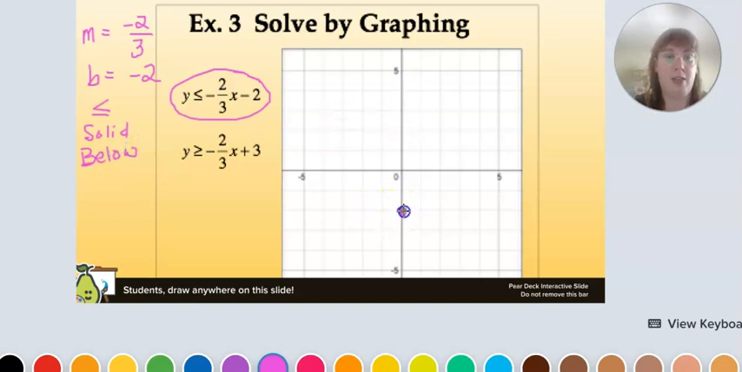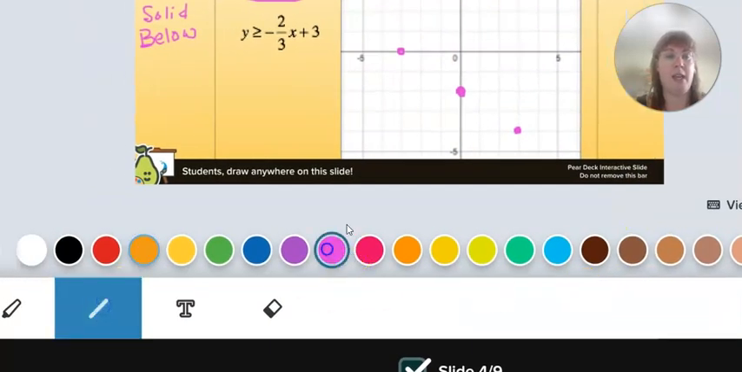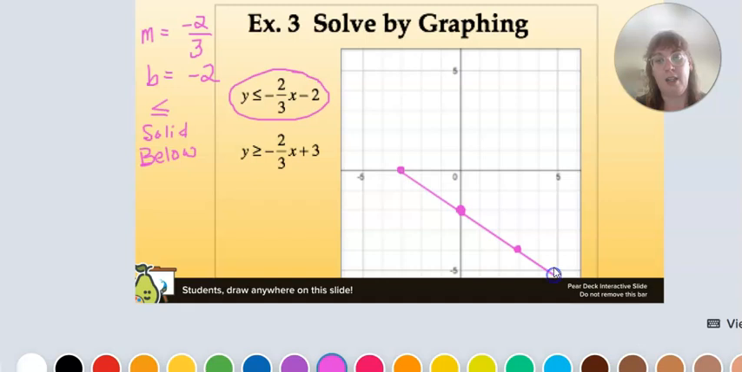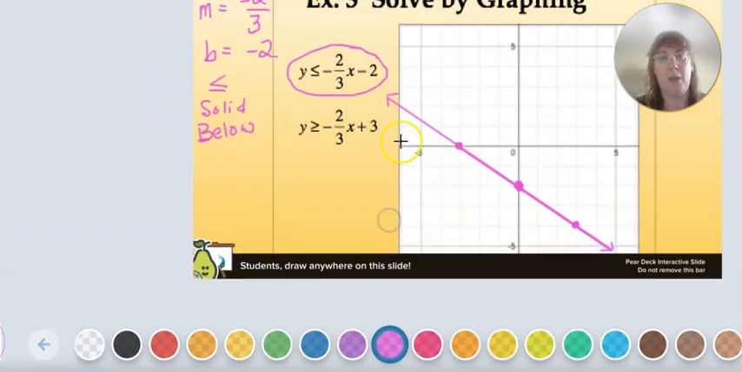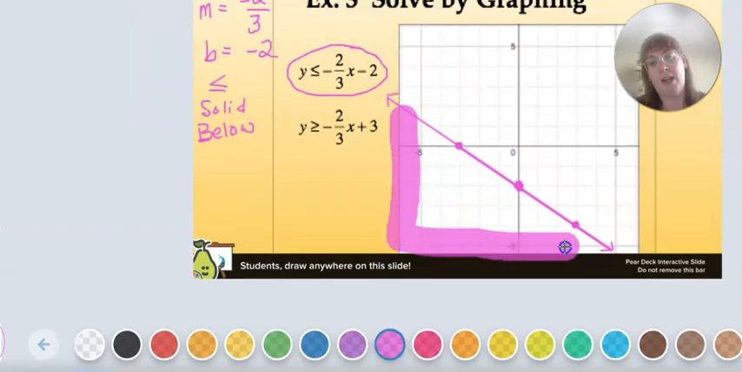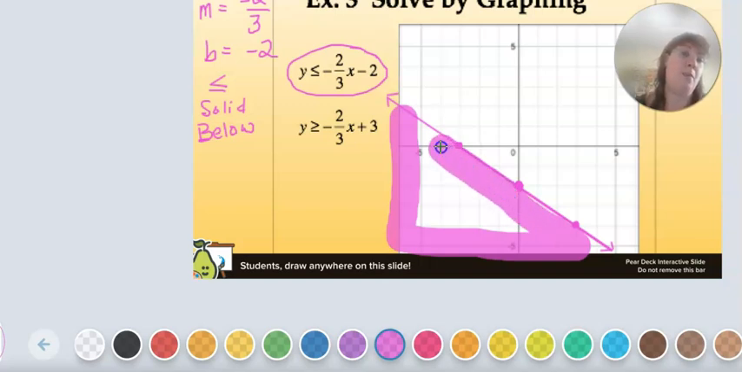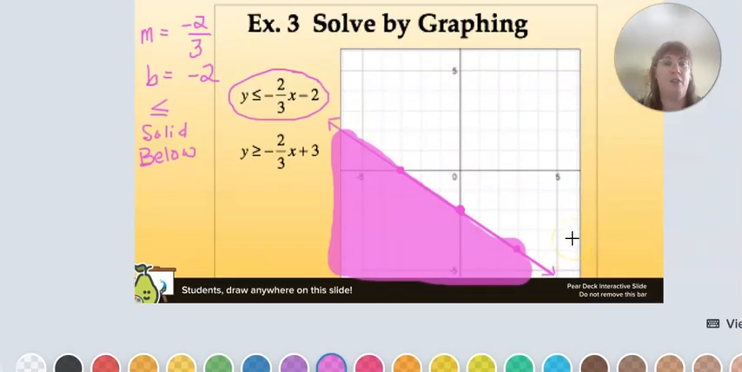So here's my y-intercept. -2/3 is going down 2/3, or we could go up 2, left 3. Either way. Then we're going to connect it using our solid line, like so, and we're going to shade below that line. And because it's solid, any point on the line is also a solution. And there's our first graph.